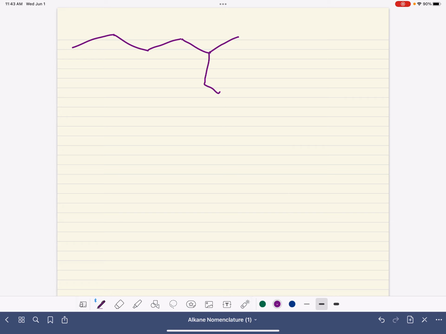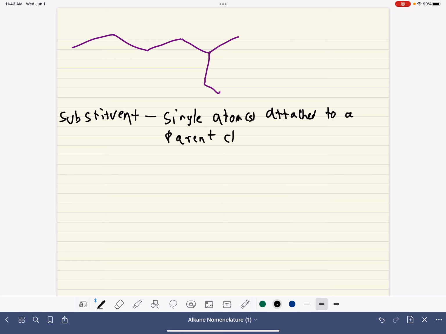So the thing that I notice first that looks different about this molecule is we do have that kind of straight chain that goes across, but we have this kind of extra thing coming off. Now this extra thing ends up being called a substituent, and let's define that. A substituent is single atoms, or a single atom, depends, attached to a parent chain. Hydrogen doesn't count. And you can kind of think of a substituent as a branch.